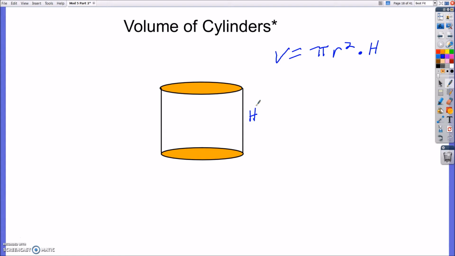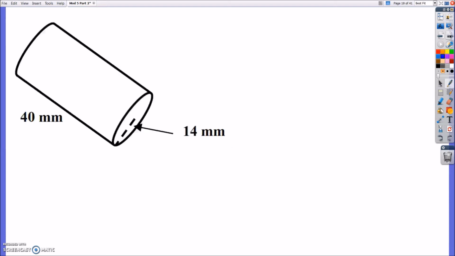Now it's also important to remember, since we're talking about volume, a 3D shape, our units are always going to be cubed at the end. So let's go and look at our first example. On all these examples, whenever we see pi, we're going to use 3.14.